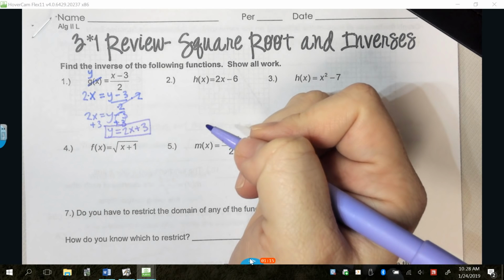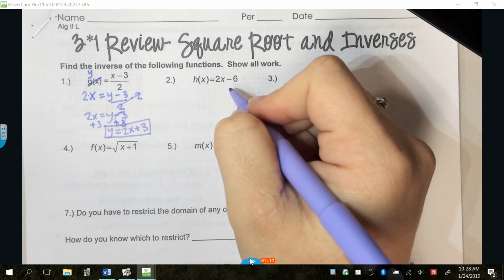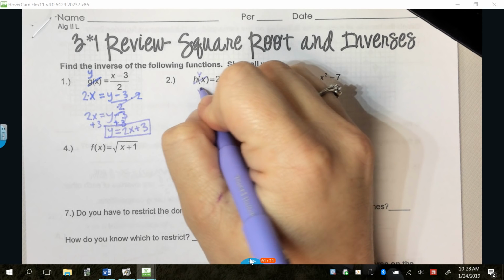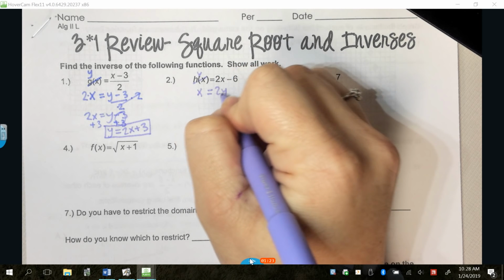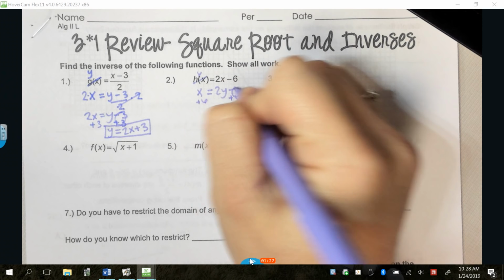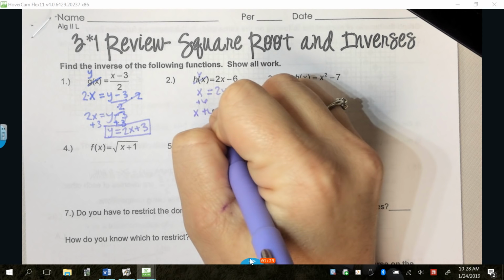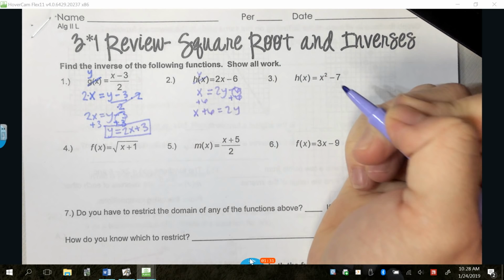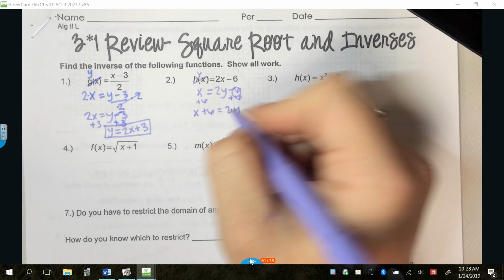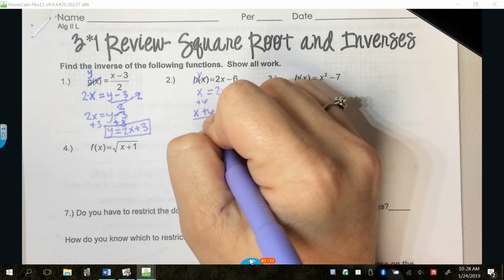Okay. So then we have number 2. So again, same thing as y. So we have x, we flip them, 2y minus 6. Add 6 to both sides. And I get x plus 6 equals 2y. Okay, we're still trying to get y by itself, so we need to divide, because that's the same thing as multiplying. Divide by 2, divide by 2.